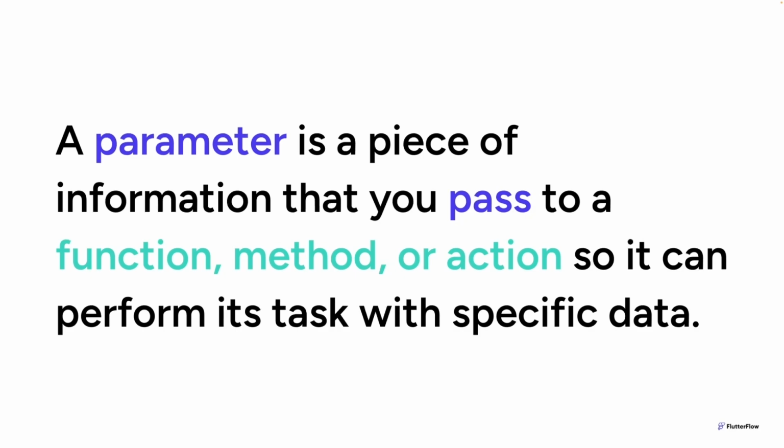In programming, a parameter is a piece of information that you pass to a function, method, or action so it can perform its task with specific data. Think of it like giving an address to a delivery driver. The driver needs that specific information to know where to go.